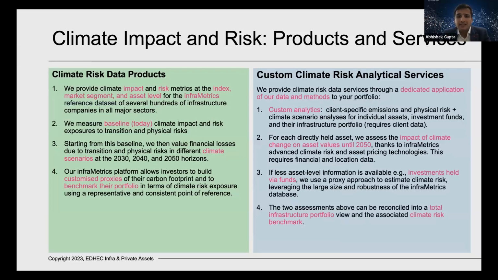And if there is less information, maybe you are invested indirectly via funds, we can use a proxy approach that I just described, but also expand this not just on transition risk, but to physical risk characteristics as well, and give you an estimate of a complete climate risk profile of your portfolio.